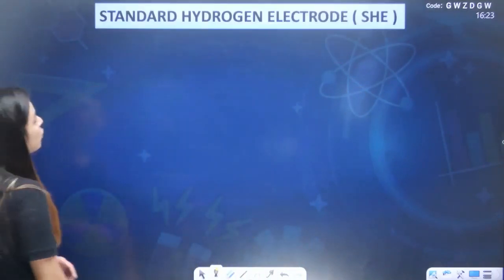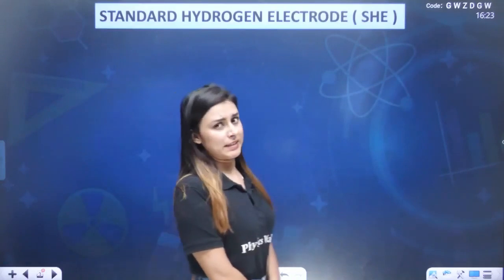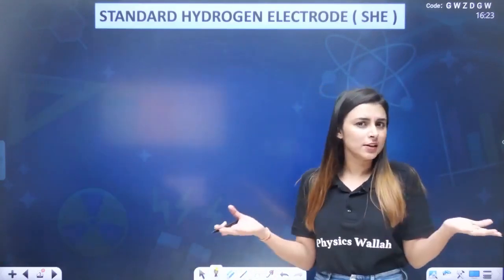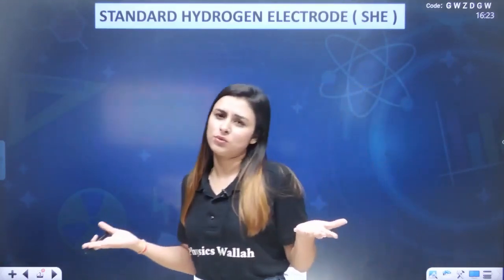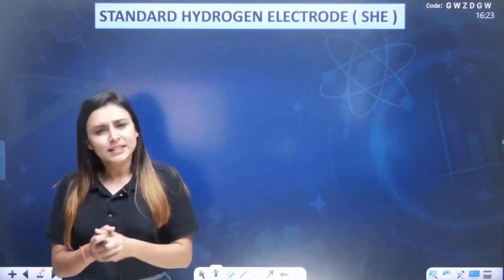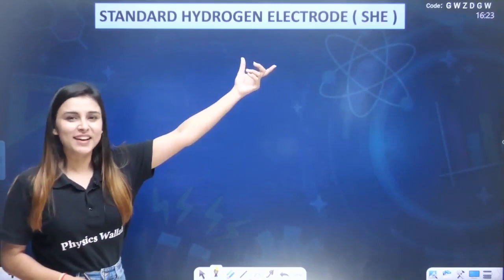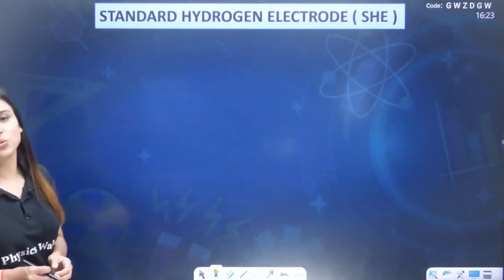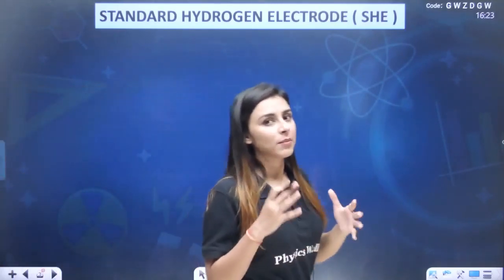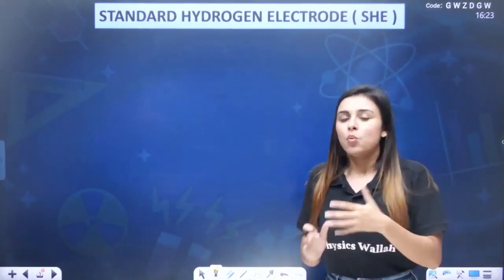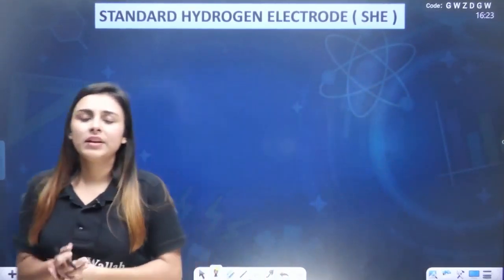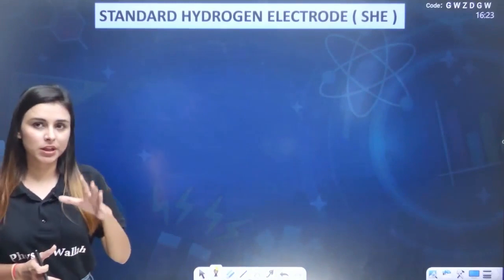Before starting that, we will be discussing about SHE. What is SHE? She is a girl, right? We all know that a girl is super powerful. The same way, my dear students, in electrochemistry, SHE is very powerful. SHE stands for standard hydrogen electrode. Now we'll be discussing about this a little more. What is SHE? How will we be using this particular part?